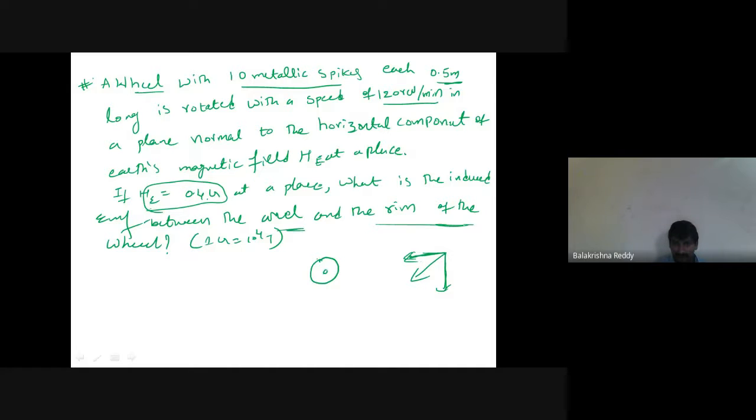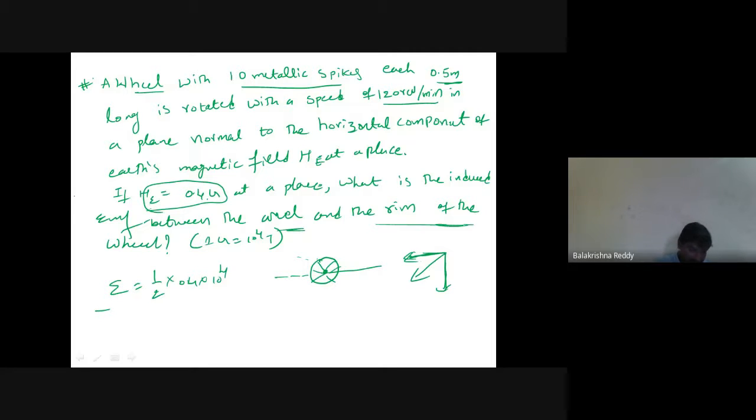See, this is a wheel, this is the axle, and these spikes are there. Understood? So induced EMF they are asking us to find. EMF equal to, since this is acting like a rod in a circular motion in the horizontal component of magnetic field, it is rotating. Now half into B, the magnetic field, how much has it given? 0.4 into 10 to the power of minus 4 Tesla.